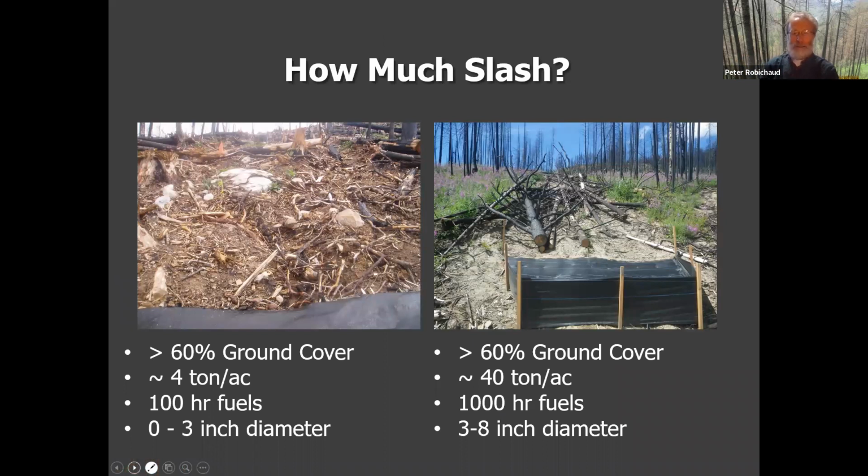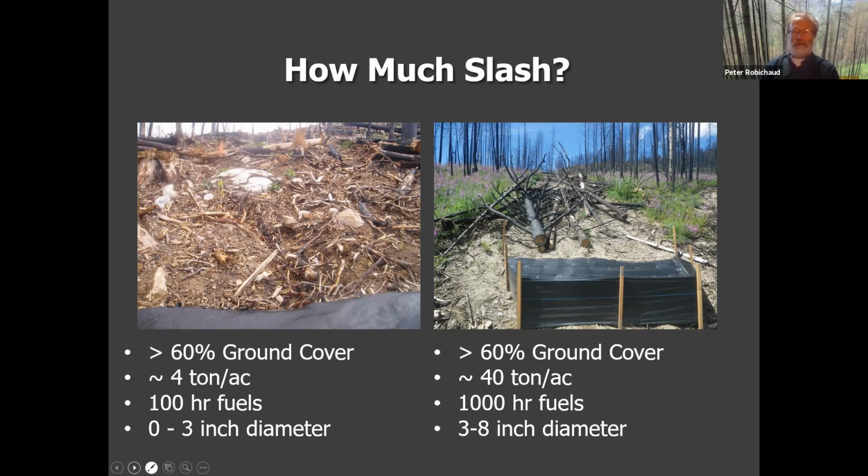So someone's going to ask, well, how much slash should I add? Well, it depends on the size of the material. If I've got 100-hour fuels, so this is the small stuff, 0 to 3 inch, and I add about 4 tons per acre, that's about 60% ground cover. But if I'm doing some of the treetops and it's bigger stuff, 3 to 8 inch diameter, I need about 40 tons to get that 60% ground cover.